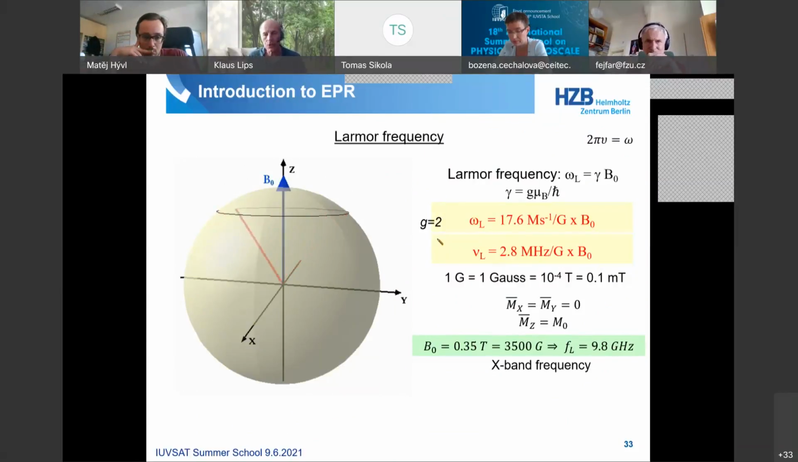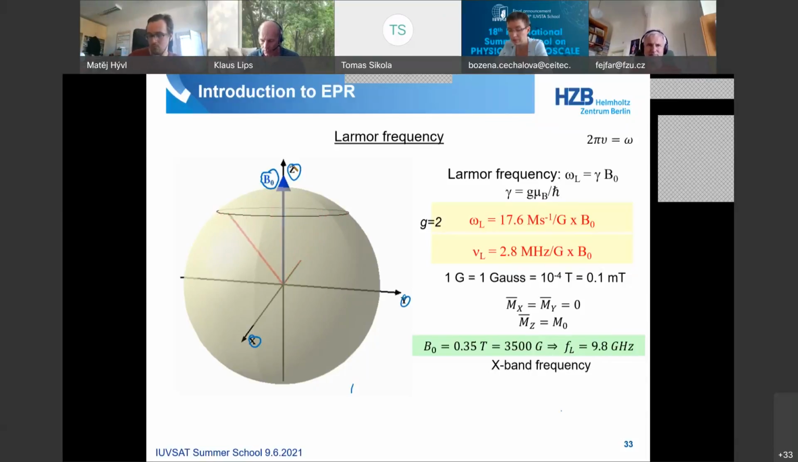If you put that into a magnetic field, the magnetic field has a strength B0. Let's assume this is 0.35 Tesla. Then that magnetic moment will precess around that magnetic field. And this is what I'm showing in this animation. I show the x-axis here, y-axis, and the magnetic field is along the z-axis. Now, what is that precession frequency? Well, you can directly calculate that. It is the gyromagnetic ratio of that magnetic moment times the magnetic field. That gives you the so-called Larmor frequency.